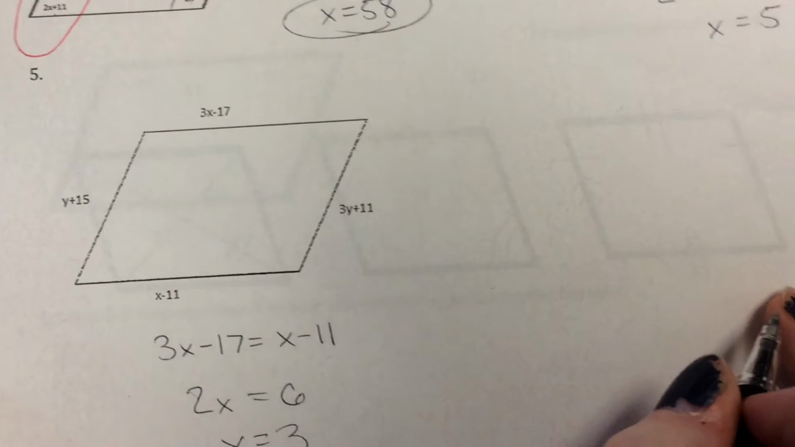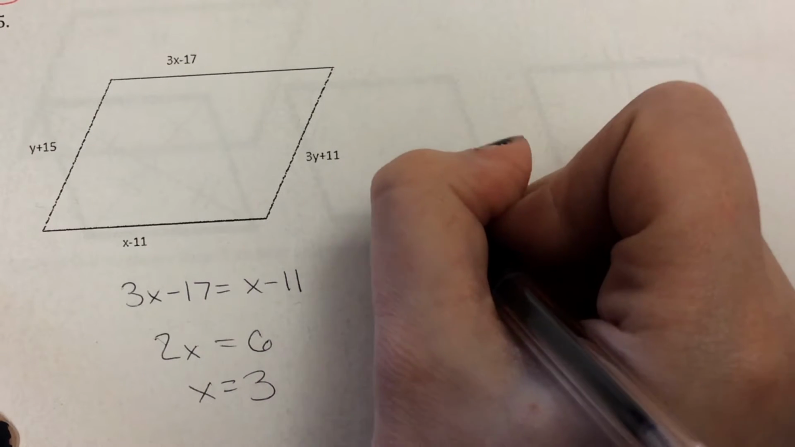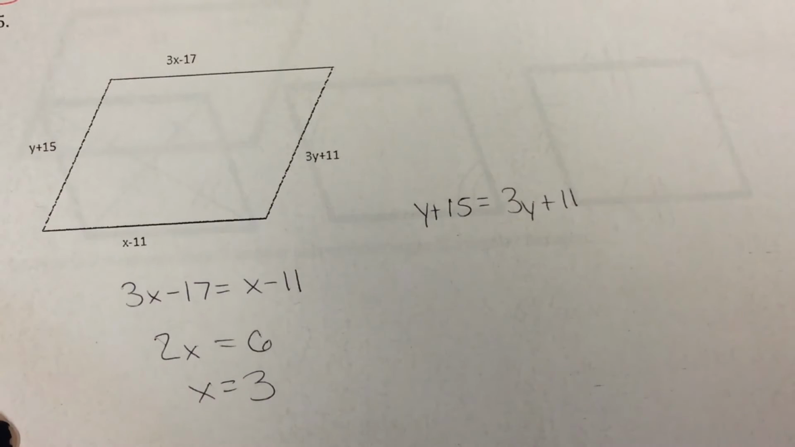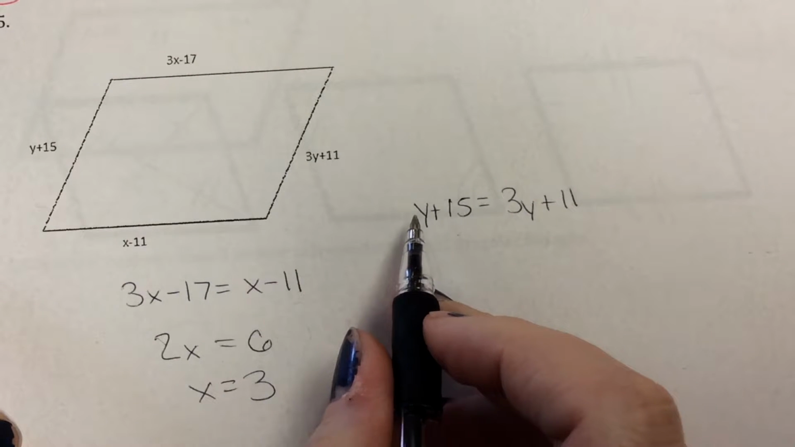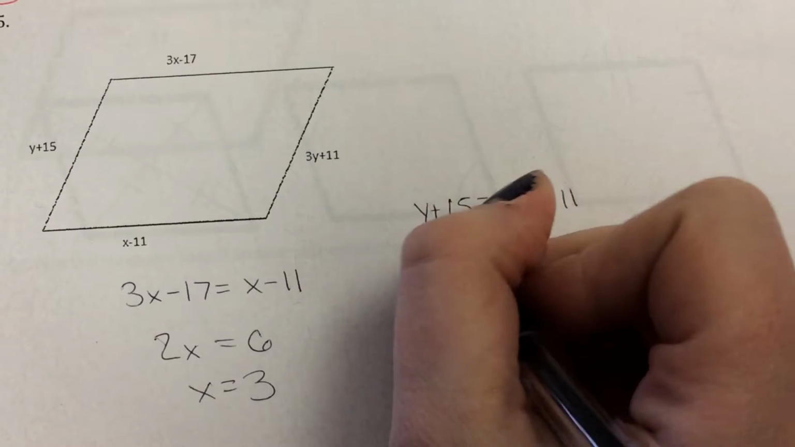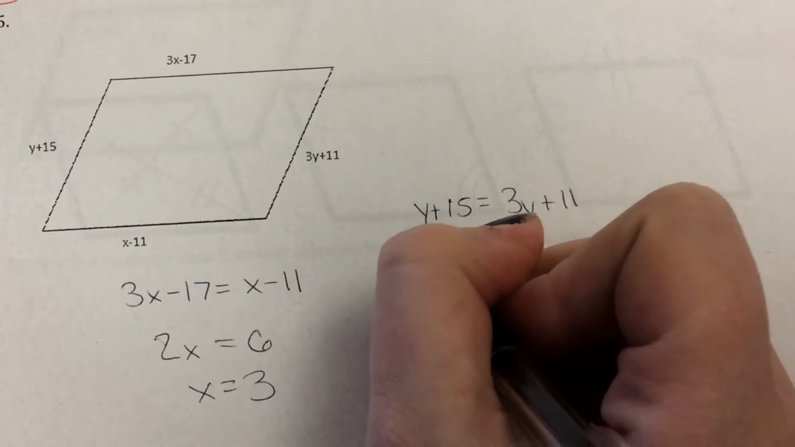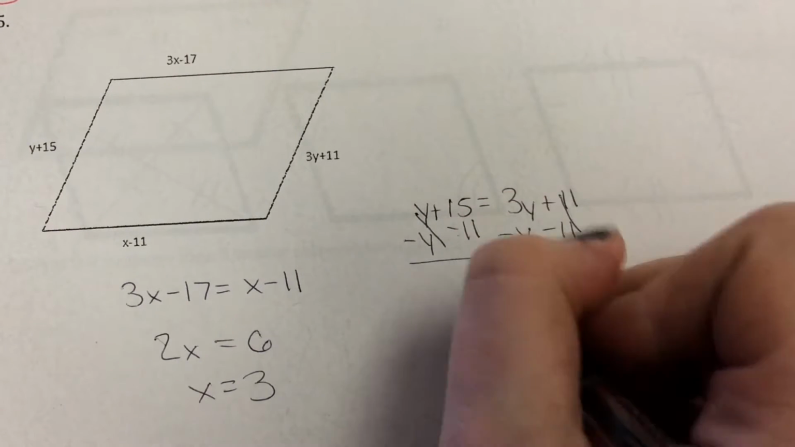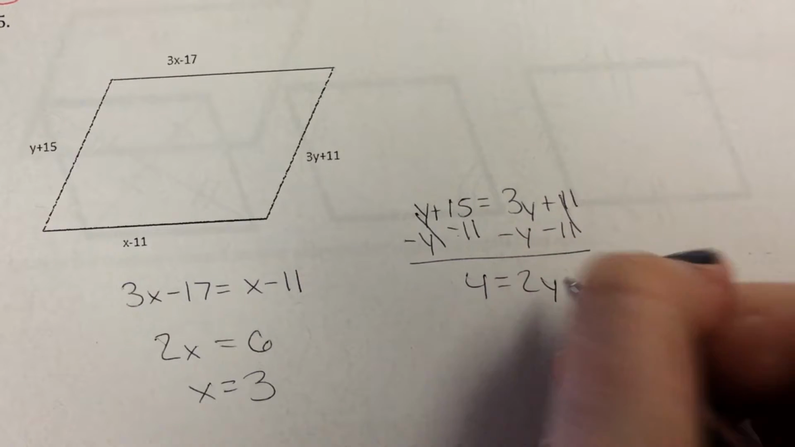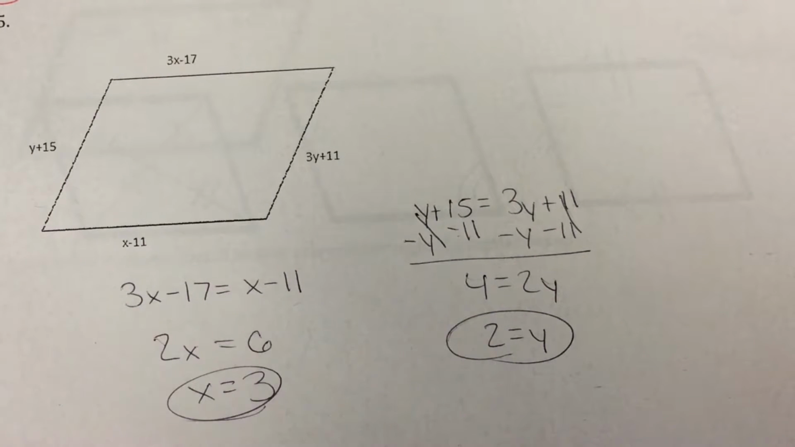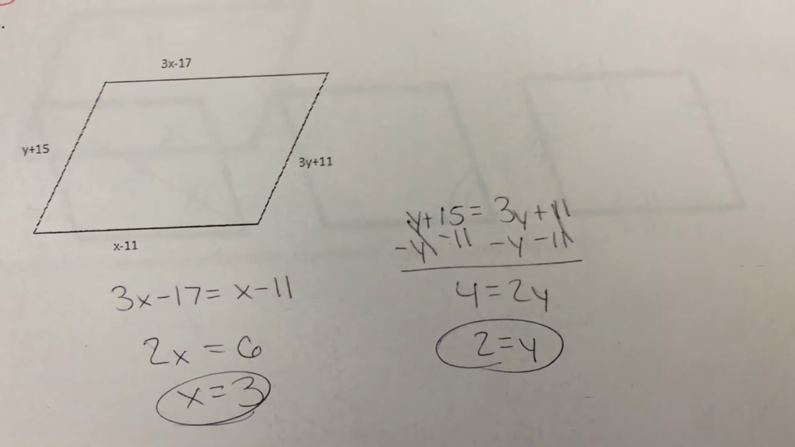And then for y, let's move over here. We've got y plus 15 equals 3y plus 11. I'm going to subtract my variables to this side because then I won't have a negative variable. So I'm going to go minus y, and I'm going to go minus 11, minus 11. So that gives me 4 equals 2y. Divide by 2. Okay, here's x, here's y. Okay, next page, let's flip on over.